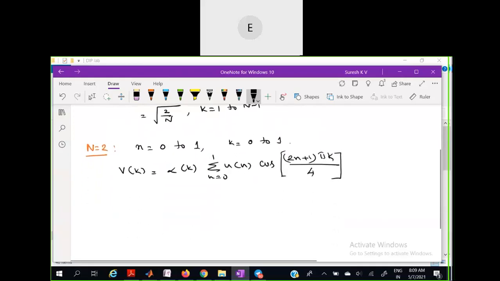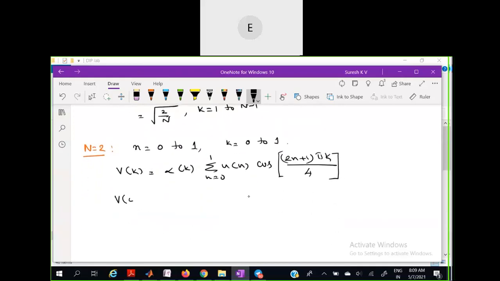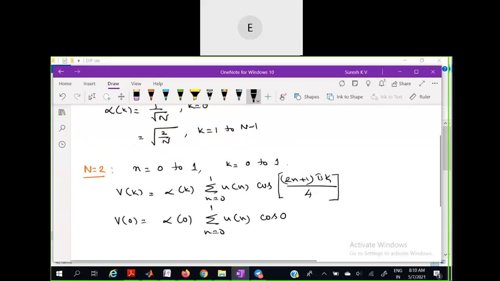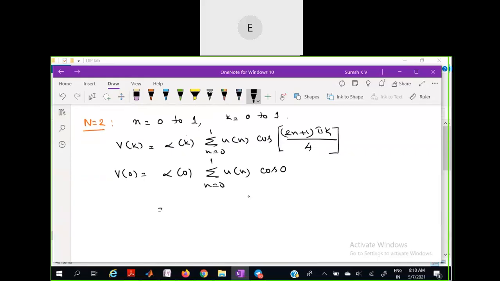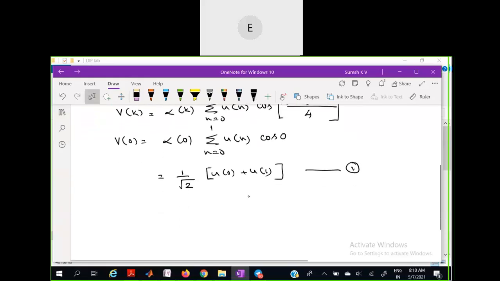Now let us substitute k equal to 0. So V of 0 is alpha of 0, summation n equal to 0 to 1, u of n. Since k is 0, this will be cos 0, which is 1, as you know. And alpha of 0, you know, is 1 by root N, and N is 2 here. So since cos 0 is 1, I can write this as 1 by root 2 times u of 0 plus u of 1. That is the first equation for V of 0.